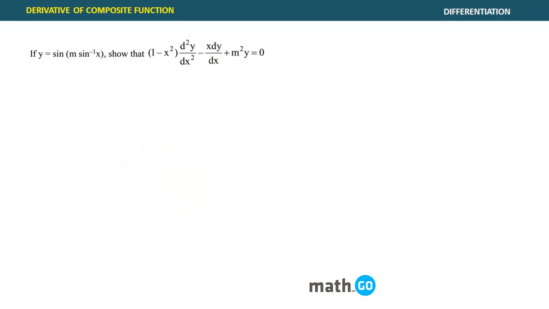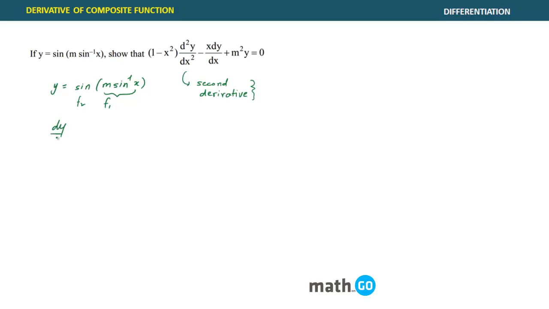This is the next problem that we are going to solve for the composite function. Again, y is equal to sine of (m into sine inverse x). This is a composite function where this is the first function f1 and this is the second function f2. Now you are asked to find the second derivative also, which we are going to study as we progress.